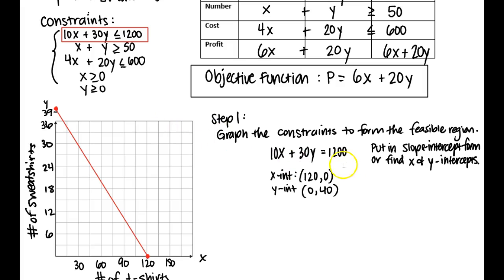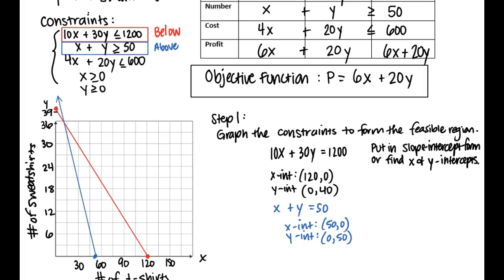You can see right here, I pretended that it was an equation at first, and I found the x and y intercepts, plotted those, and connected those. And we're going to be shading below for this region because it's less than or equal to in the original inequality. For the next inequality, x plus y is greater than or equal to 50.